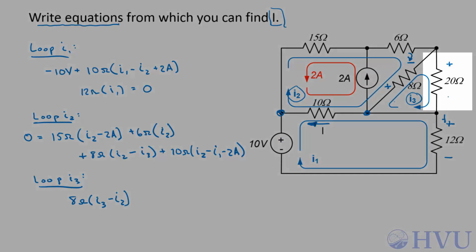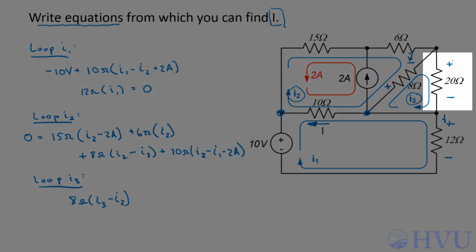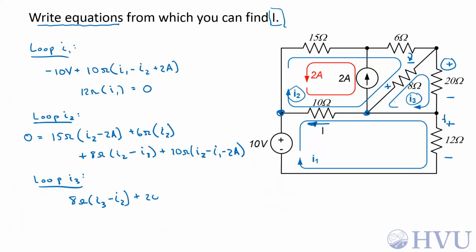Through the 20 ohm resistor, I'm going to set up my sign convention such that I3 is entering the positive terminal. That becomes plus 20 ohms, and I3 is a positive contribution. That brings me back to my starting point, so those sum to 0. Now I have three equations and three unknowns. I can solve those for I1, I2, and I3.